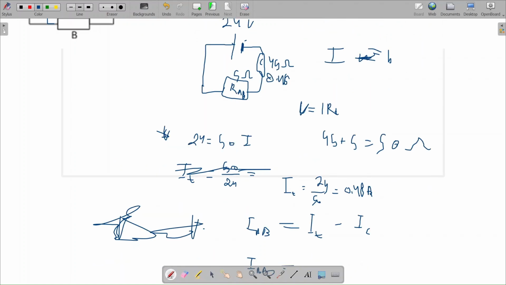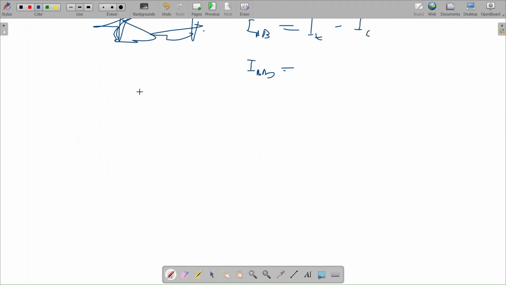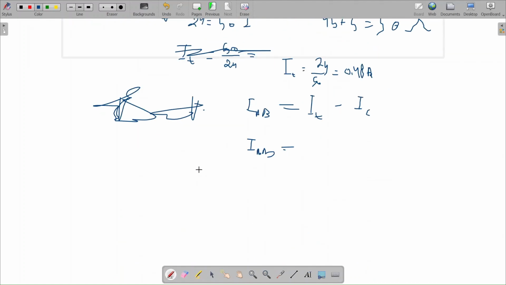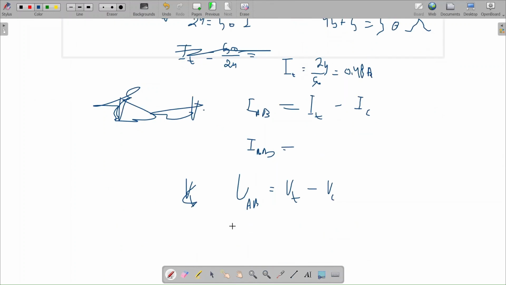We're gonna do V equals IR for this one. Then we're gonna subtract the voltage from this one to find the voltage in AB. So the voltage in AB is equal to the total voltage minus the voltage in C. What's the voltage in AB? We don't know. The total voltage is 24, and we can find the voltage in C.